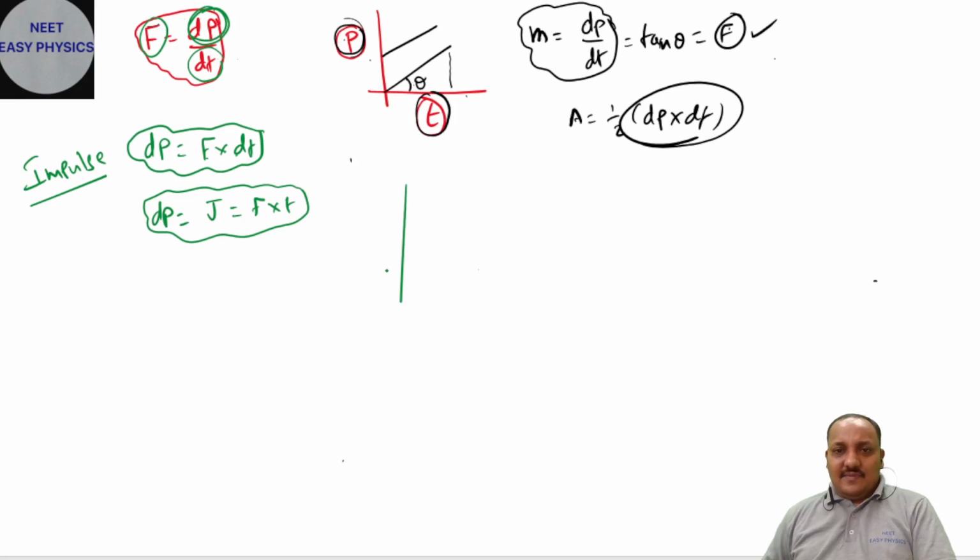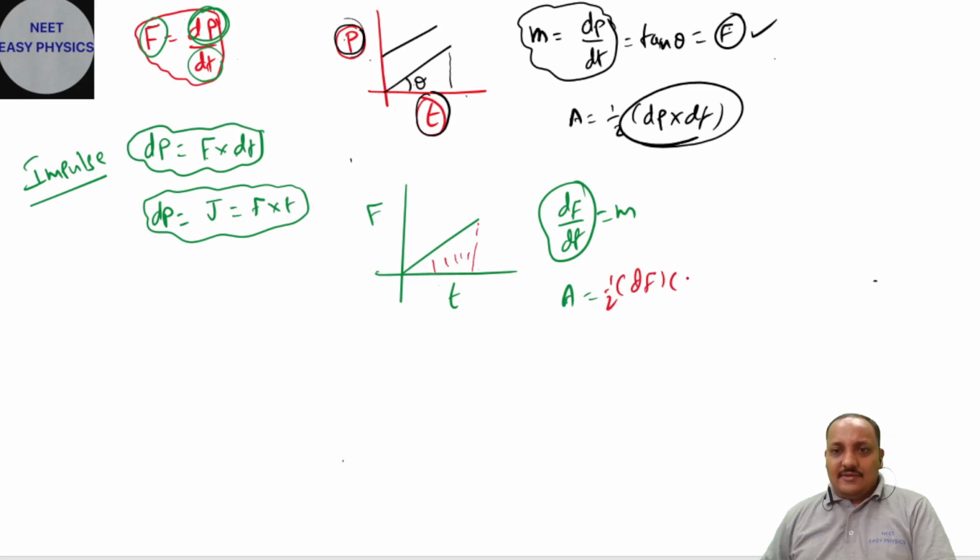Now see, if they give a graph drawn between force and time, what is the slope of force and time? It means df by dt. What is the area of force and time? The area is going to give half force into time. This force into time we are calling impulse or change in momentum, isn't it? So area under the force-time graph, like this they are going to ask.